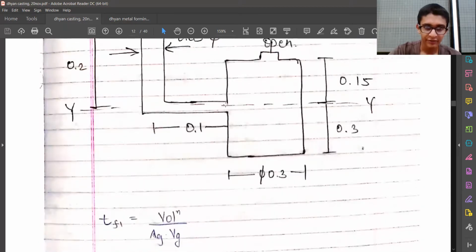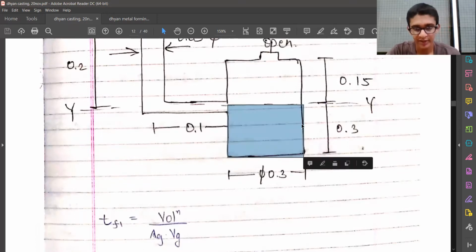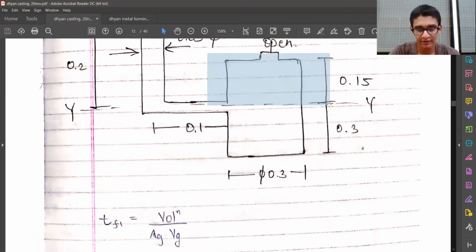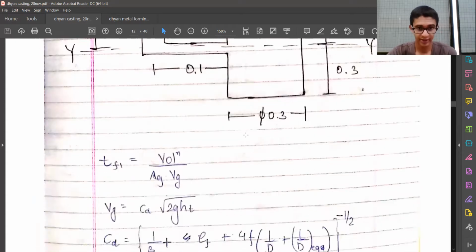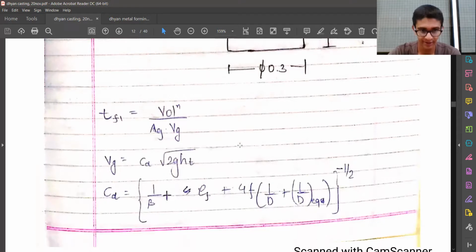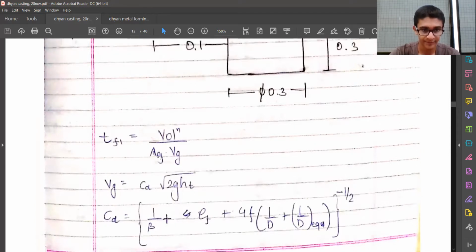First, we need to split and find out the time to fill the mold below YY plane, and then the time to fill the mold above YY plane. For the first case, where we need to fill below YY plane, it is almost top filling, and the formula is going to be very simple in that case. TF1 will be volume by AG into VG. VG will be CD square root of 2G HT. Beta, EF, all values are given to us.